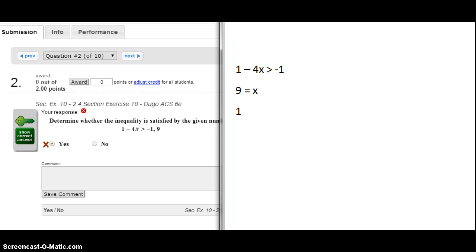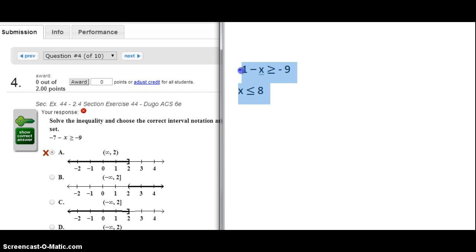We're going to have 1 minus 4 times 9. Is that greater than negative 1? 1 minus 36 greater than negative 1. So you're going to have negative 35. Is that greater than negative 1? No, that's less than negative 1. So this is not true. Which means when we plug in a 9, this is not satisfied. It's not a true inequality. So no would be the answer there.